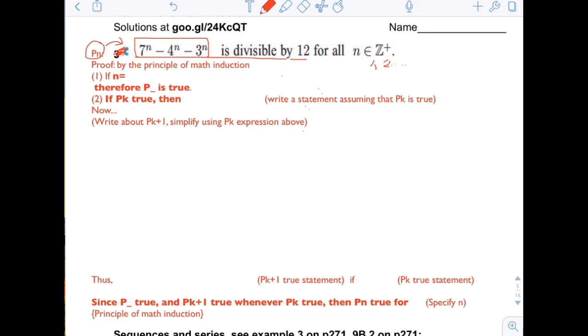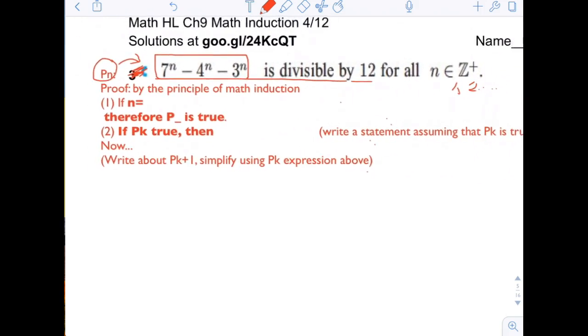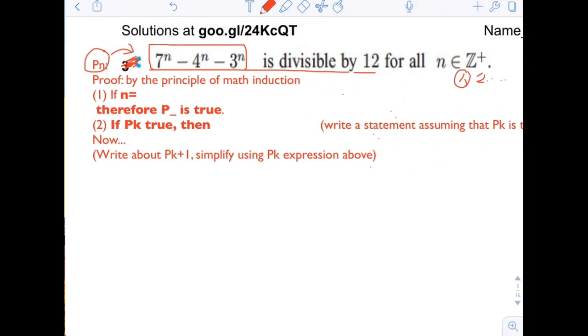Okay. So first we're going to do the base case, which is we're going to take the first index, which is 1. So if n equals 1, what happens? Then this expression is going to be 7 to the 1 minus 4 to the 1 minus 3 to the 1. That's equal to 7 minus 4 minus 3, which is 0. Is 0 divisible by 12? Yes. So it equals 0, and 0 is divisible by 12. Therefore, P of 1 is true.